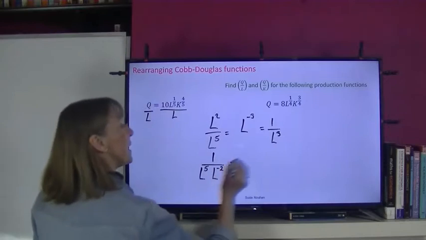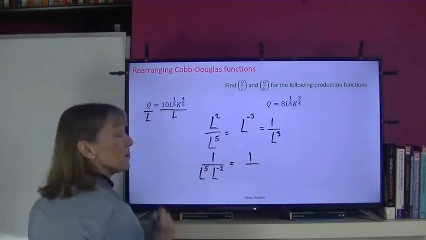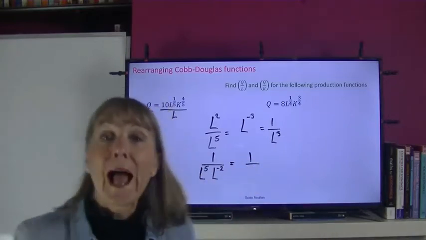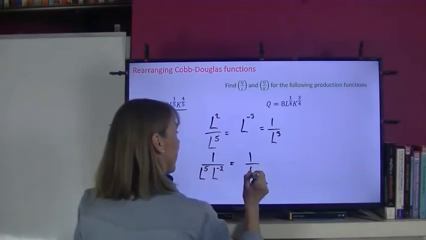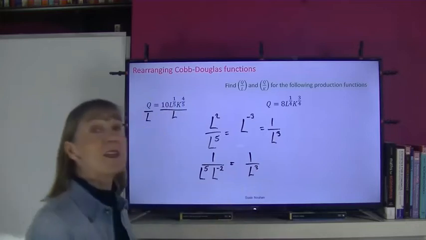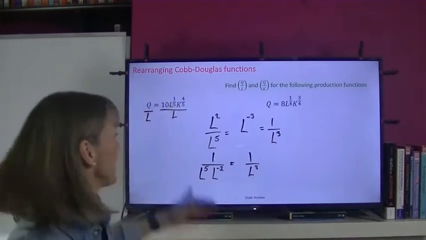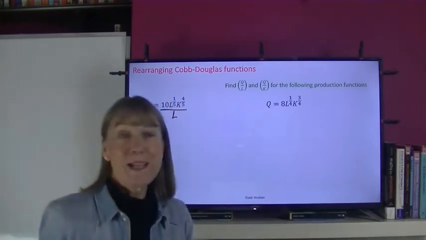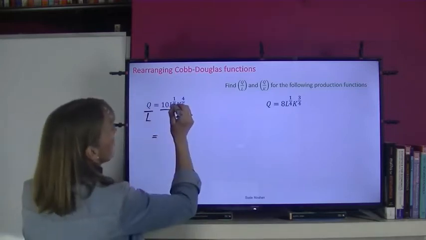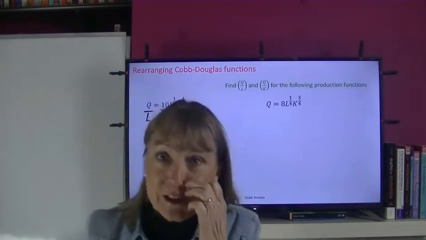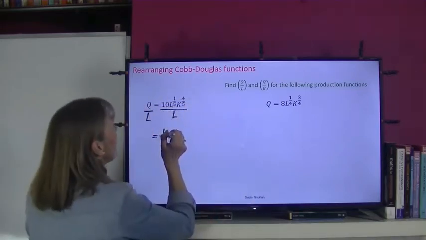Now these two are multiplied together, and when we multiply two variables with powers together, we add the powers. So 5 plus minus 2 is L to the 3. So you see we get there quicker, and sometimes it is better to do it this way. So back to this. Right, so we've got L on the top and L on the bottom, so we know we can put those together.